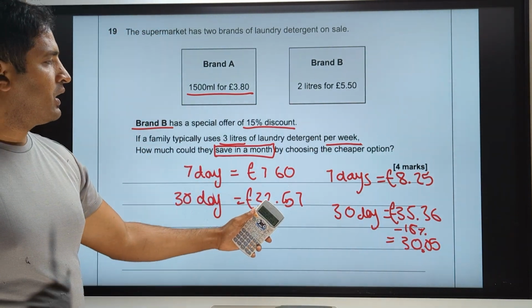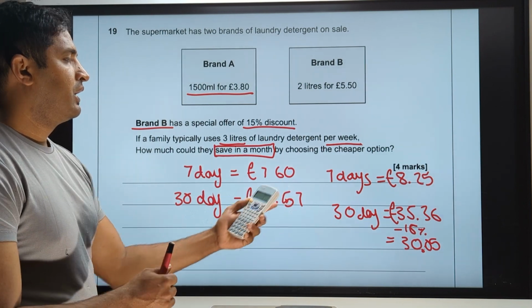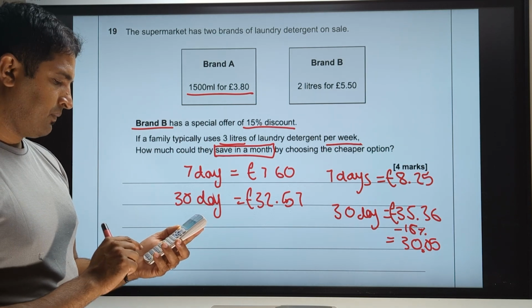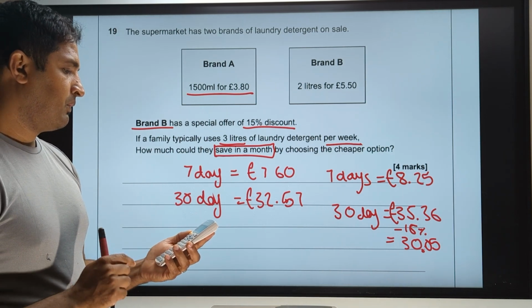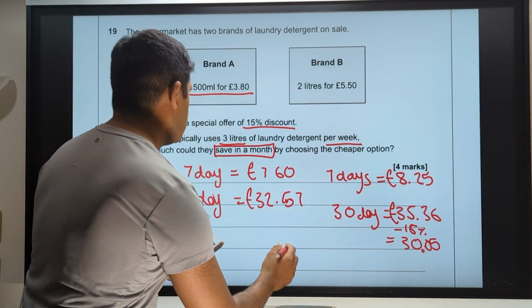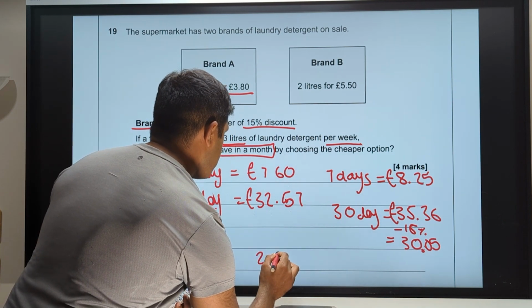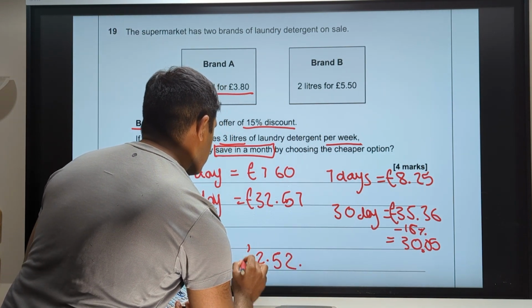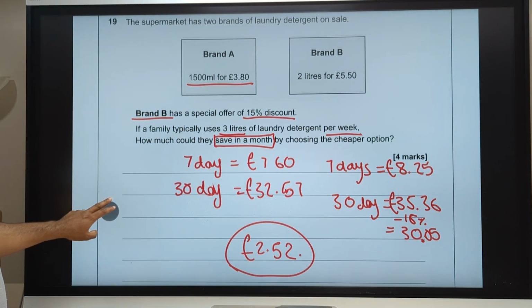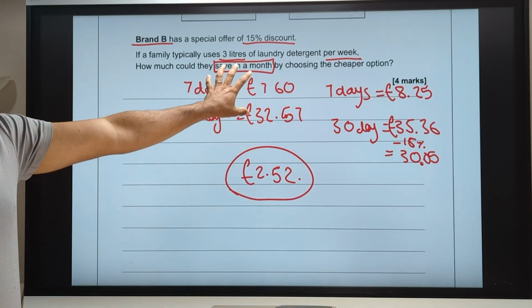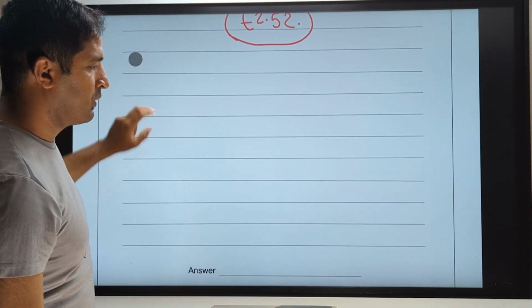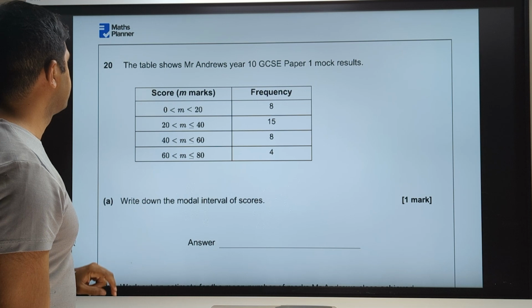So compared to £32 and 57p, you pay £30 and 5p. So I'm going to take that away. We save £2 and 52p. You save £2 and 52, or £2.52, okay, a month. And that's for my question. Again, we could have done a little bit more working out, but I'm doing both and trying to save time on that. That's the reason, okay.